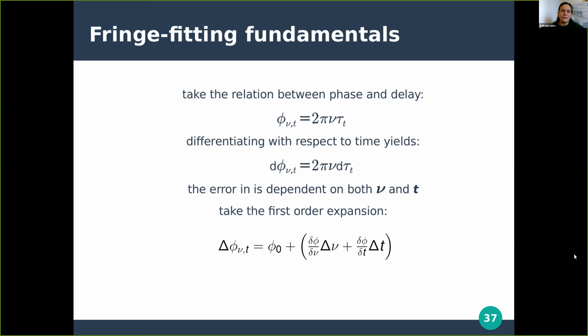Okay, so let's think back to the relationship between phase and delay. You can see here that your phase is dependent on both frequency and the delay, which is dependent on time. If you differentiate this, which gives you your error in the phase, then you can see this is also dependent on frequency and time. And if we take the first order expansion of this, we end up with this equation here. So here, what we're saying is that our error in phase is equal to a phase term plus a frequency dependent term and a time dependent term.